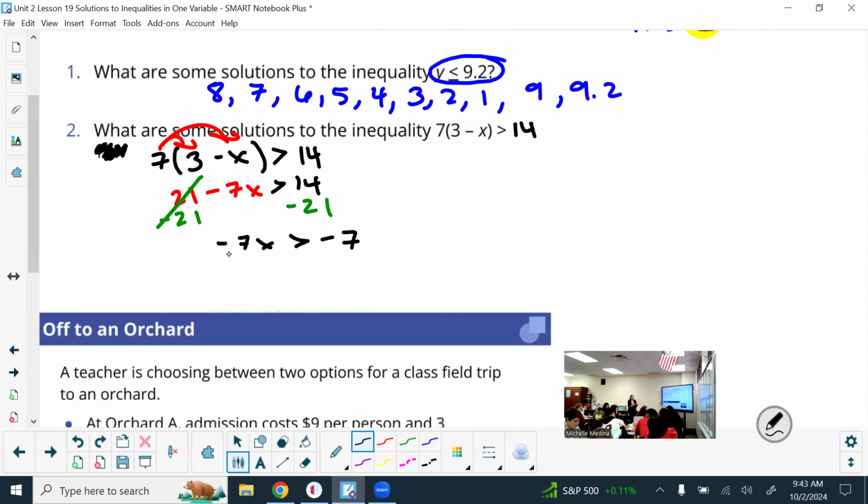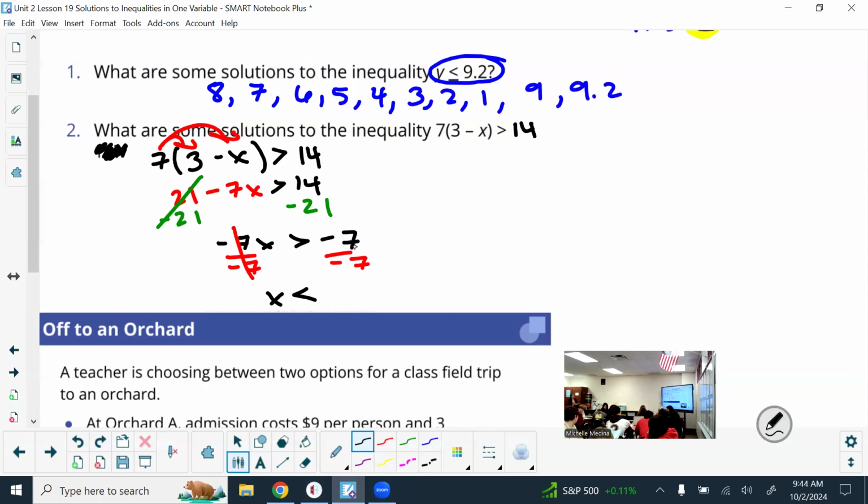What do I need to do now to isolate? Yeah. Divide it by negative 7. And class, whatever you do on one side. Do I need to flip the signs for that? Yes. Because we divided a negative on both sides, the inequality sign has to flip too. That's when the sign flips. That's what you have to look out for.